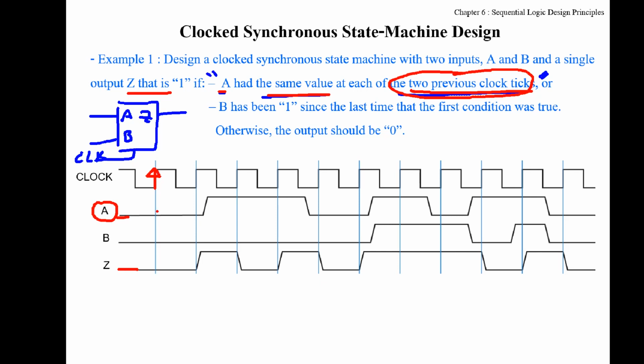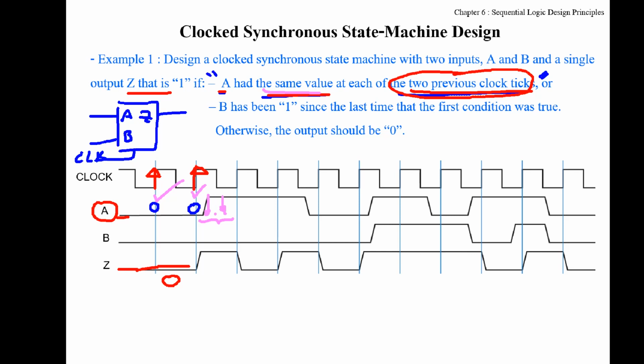Then when the clock ticks, the first clock tick, the value of input A is 0. That's only one, so the two previous clock ticks still have not occurred. That means output Z should still be 0. And then when the clock ticks again, input A is 0. So if you consider a point of time during this period, the two previous clock ticks are this one and this one, right? A is 0, A is 0, the same value, right? This point of time also.